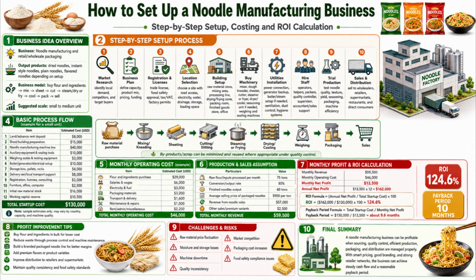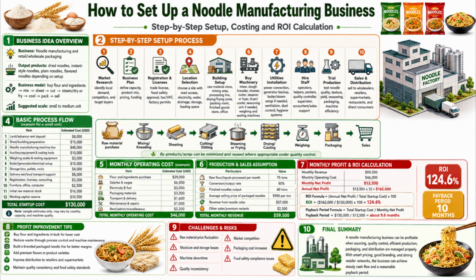Now, select a suitable location. The factory should have road access, electricity, water supply, drainage, storage space, and loading area. A good location helps reduce transport cost and makes it easier to receive raw materials and deliver finished products.